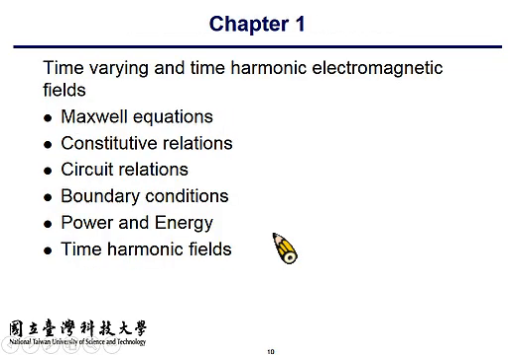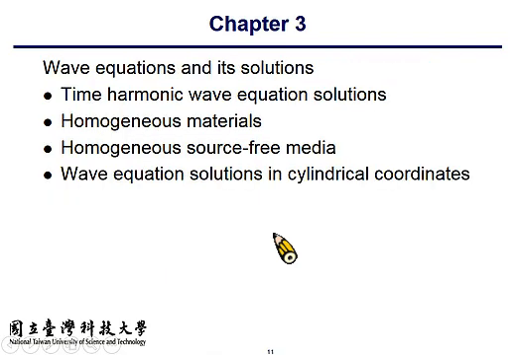So here are the outlines for each chapter. Chapter 1 is a review of the important EM relationships we have covered in undergraduate electromagnetics. So you will review the Maxwell equations, constitutive relationships, and the boundary conditions as well. And in chapter 3, we will redo the derivation of wave equations, in time harmonic form in particular. That will be the general form of plane wave equations.